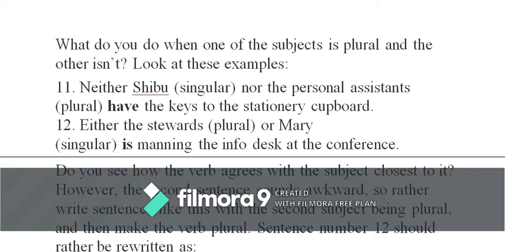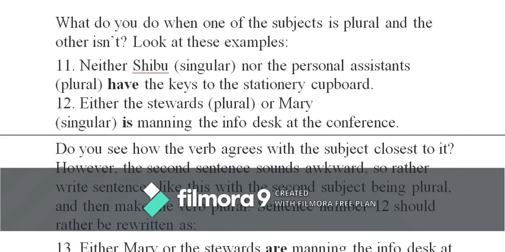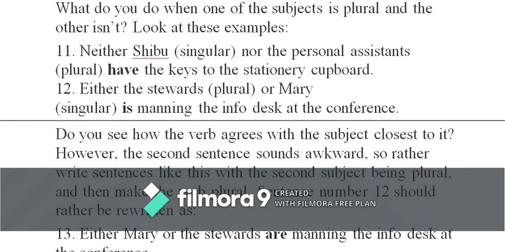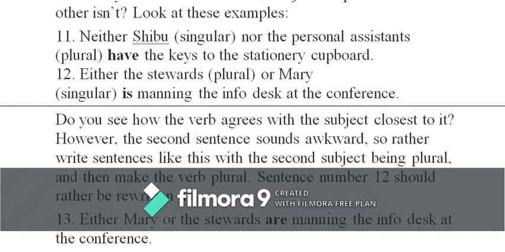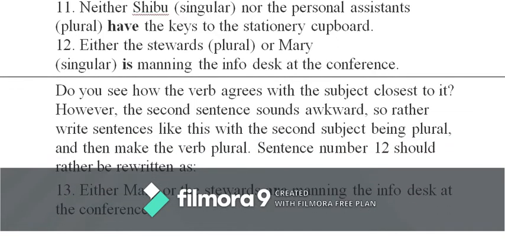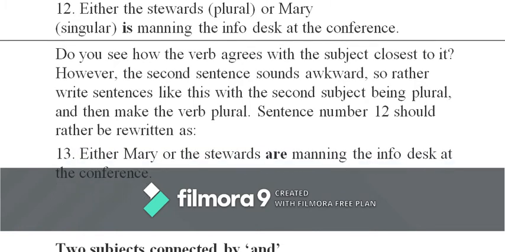So let us rework the example. See how the verb agrees with the subject closest to it. However, the second sentence sounds awkward, as I pointed out. So rather write the sentences like this: the second subject being plural, and then make the verb plural. Sentence number 12 should rather be written as sentence number 13: Either Mary, the singular one, comes in the beginning, or the stewards are manning the info desk at the conference. Now it seems accurate.